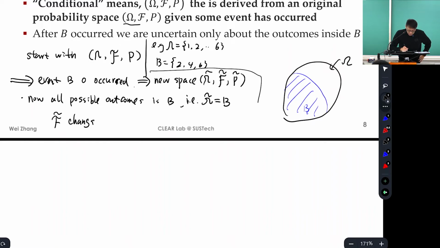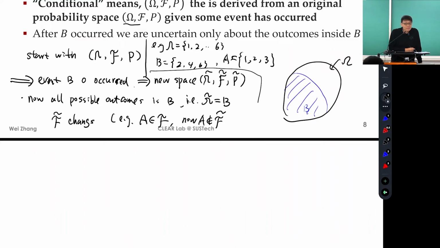And what about F? F changes as well, right? So for example, if A belongs to F, that means A is a subset of omega. Now, A may not belong to F tilde. You see what I mean? So it's not a subset of the current space. For example, I can say A is small, meaning 1, 2, 3.